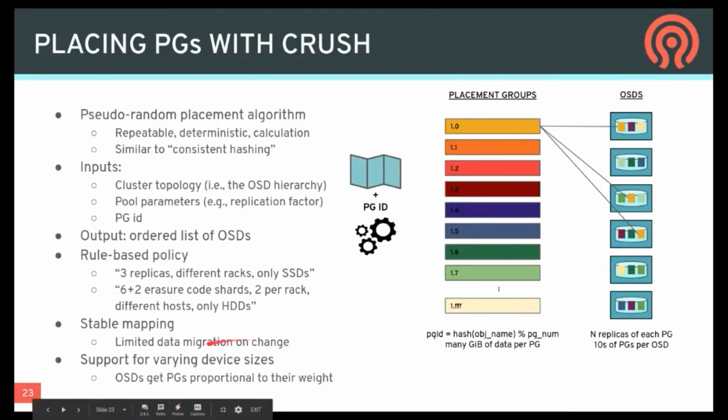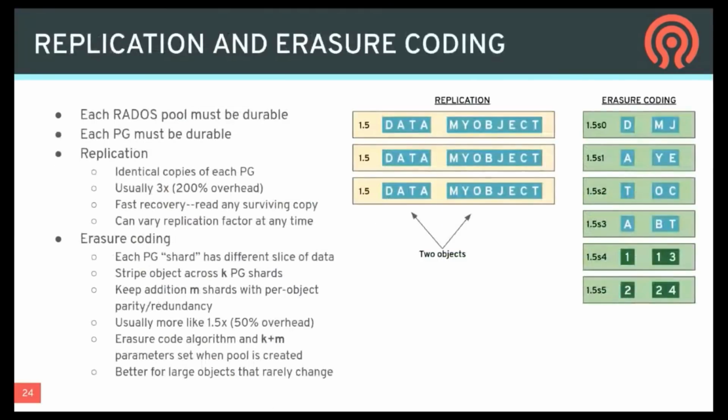And finally, Crush supports varying device sizes. Every device in this hierarchy has a weight, and that weight determines the proportional amount of data that will be stored there, so the number of placement groups. So you can have hard disks and SSDs of completely different sizes in the system, and if you weight them accordingly, then they'll get an appropriate amount of data, so they don't overfill. So that's Crush. That's the magic that figures out where all the data in the system should go, and everybody can repeat this calculation and figure out where to read or to write data.